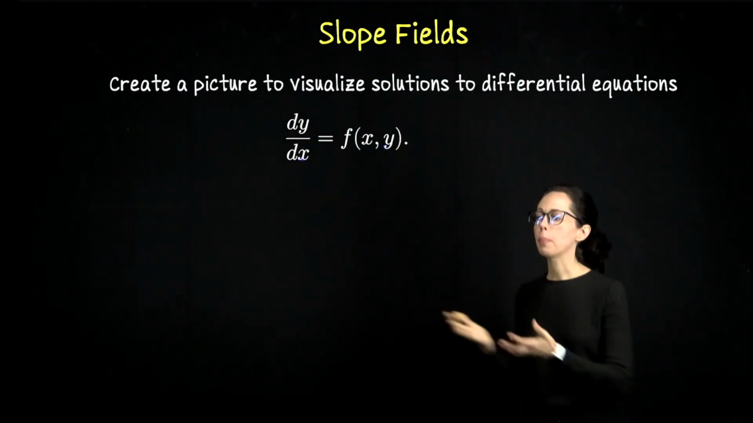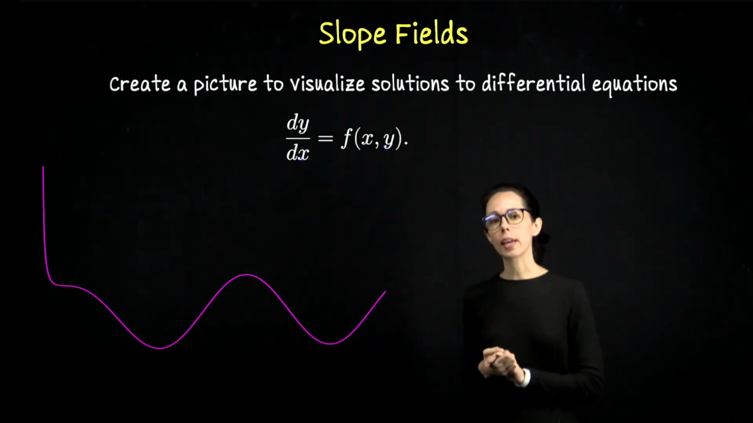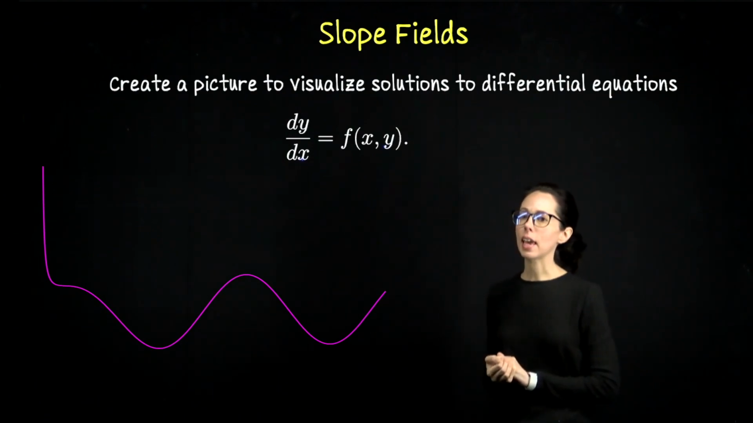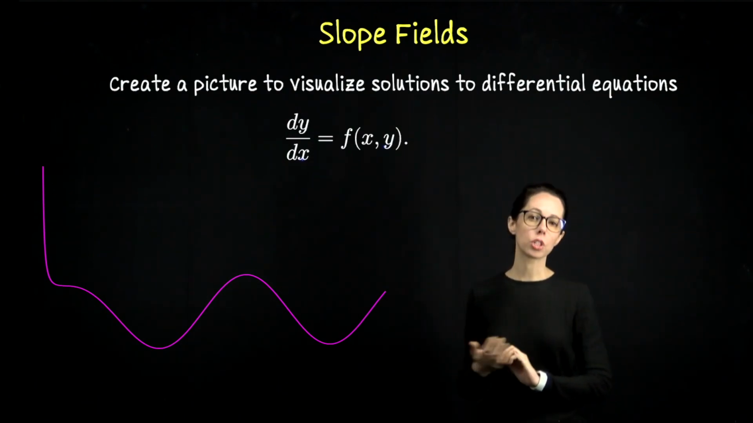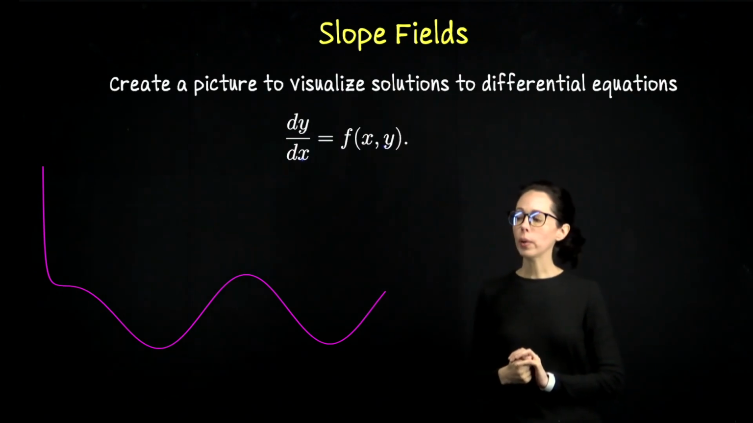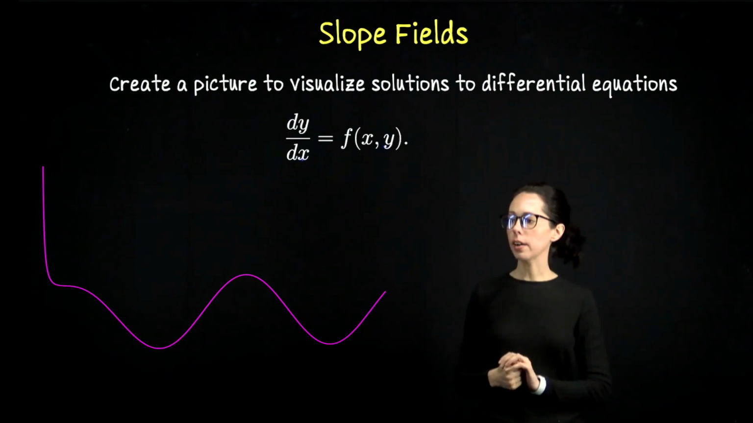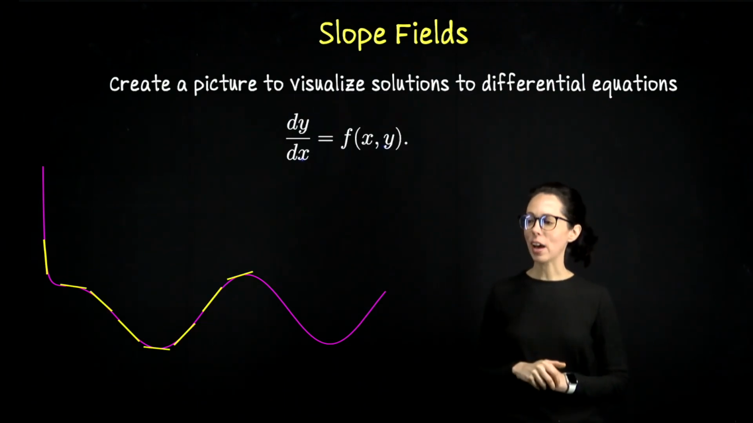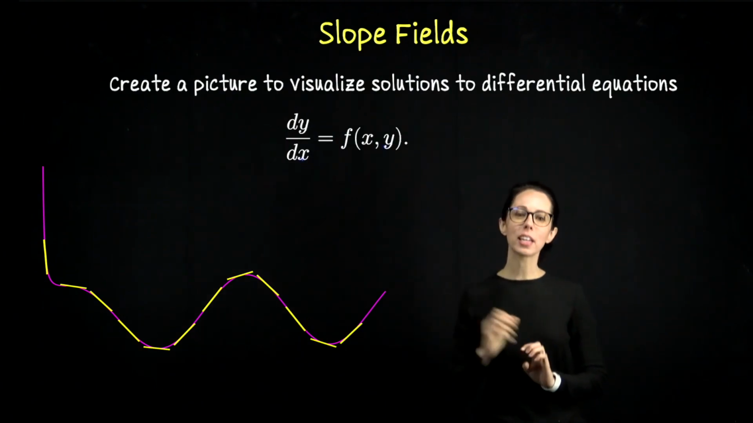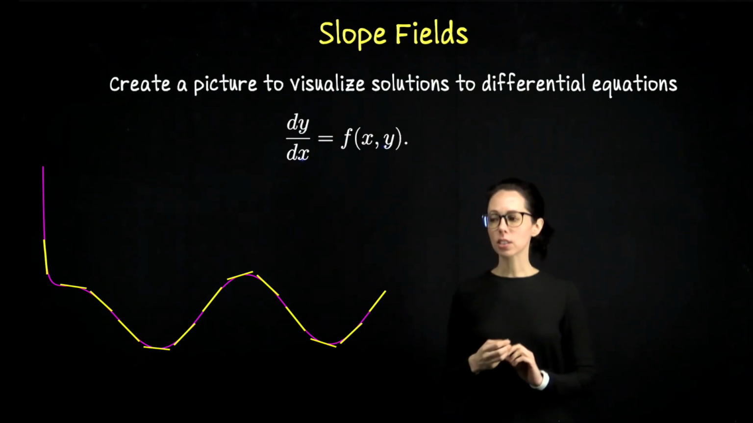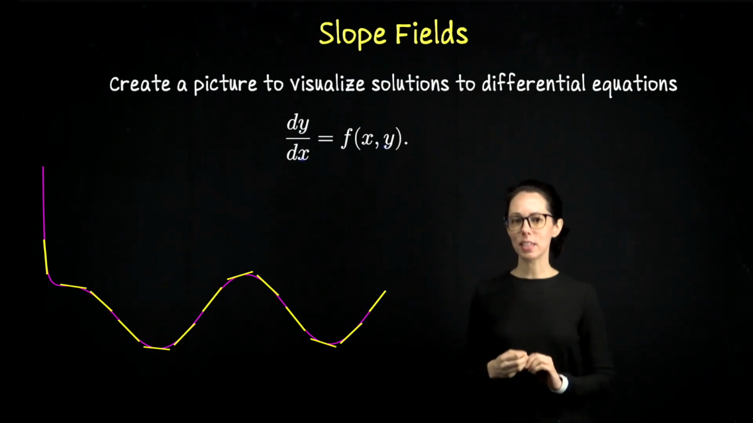Imagine that we had a picture of a solution to such an equation. Say this curve is a solution, maybe the solution to an initial value problem with this differential equation. What we could do is, along this curve, sketch little pictures of tangent lines. Imagine that I'm sketching little tangent lines at different points along this curve. The slope of each of those tangent lines is dy/dx.